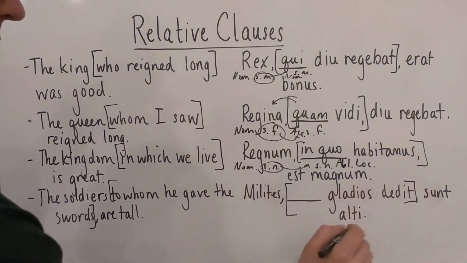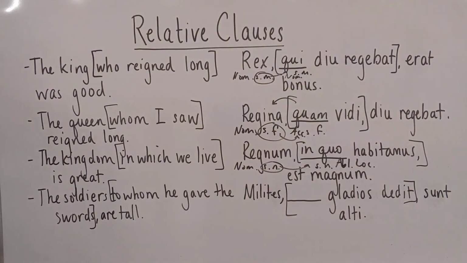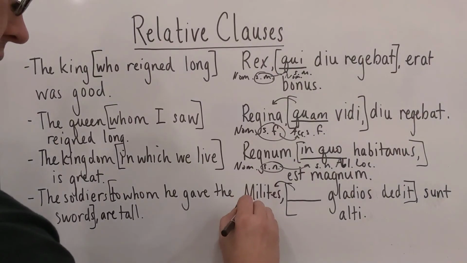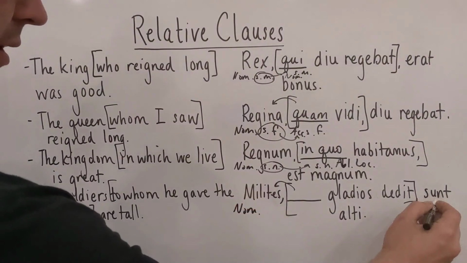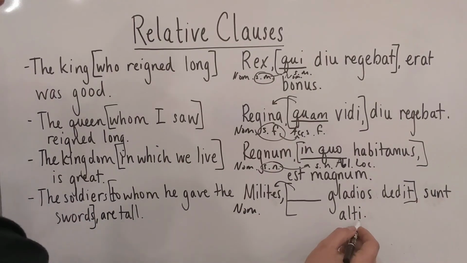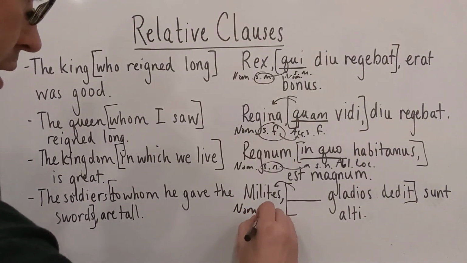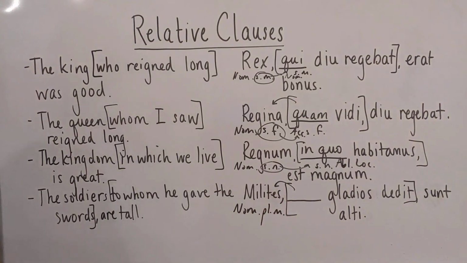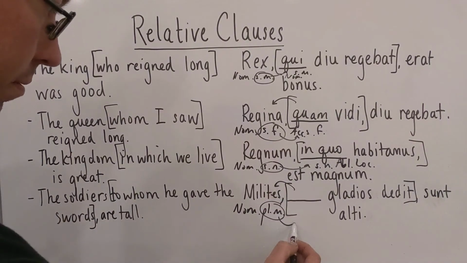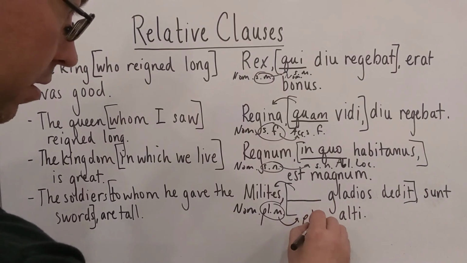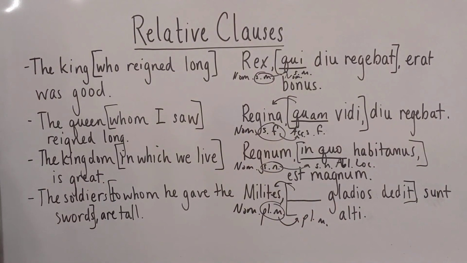The milites sunt alti, the soldiers are tall. So the relative pronoun is to whom. The antecedent is soldiers, so here's the relative pronoun, the antecedent being the milites, the soldiers. If the soldiers are nominative, they're the subject of the linking verb sunt, and alti is the predicate agreeing with them, and they are plural and masculine, that means that the relative pronoun here must likewise be plural and must also be masculine. It does not have to be nominative. So let's check out what it's going to be.